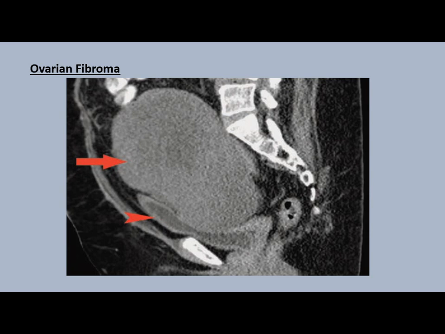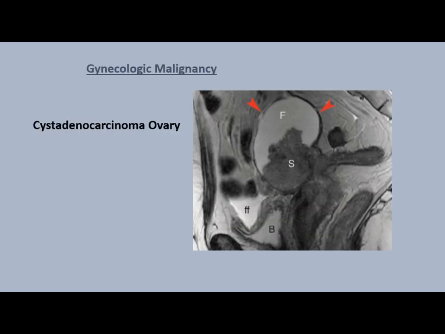What else? Ovarian fibroma. There are multiple fibrous tumors of the ovaries: fibroma, fibrothecoma, thecoma. They are usually associated with ascites and Meigs syndrome, things like that. But they are benign tumors, not malignant.